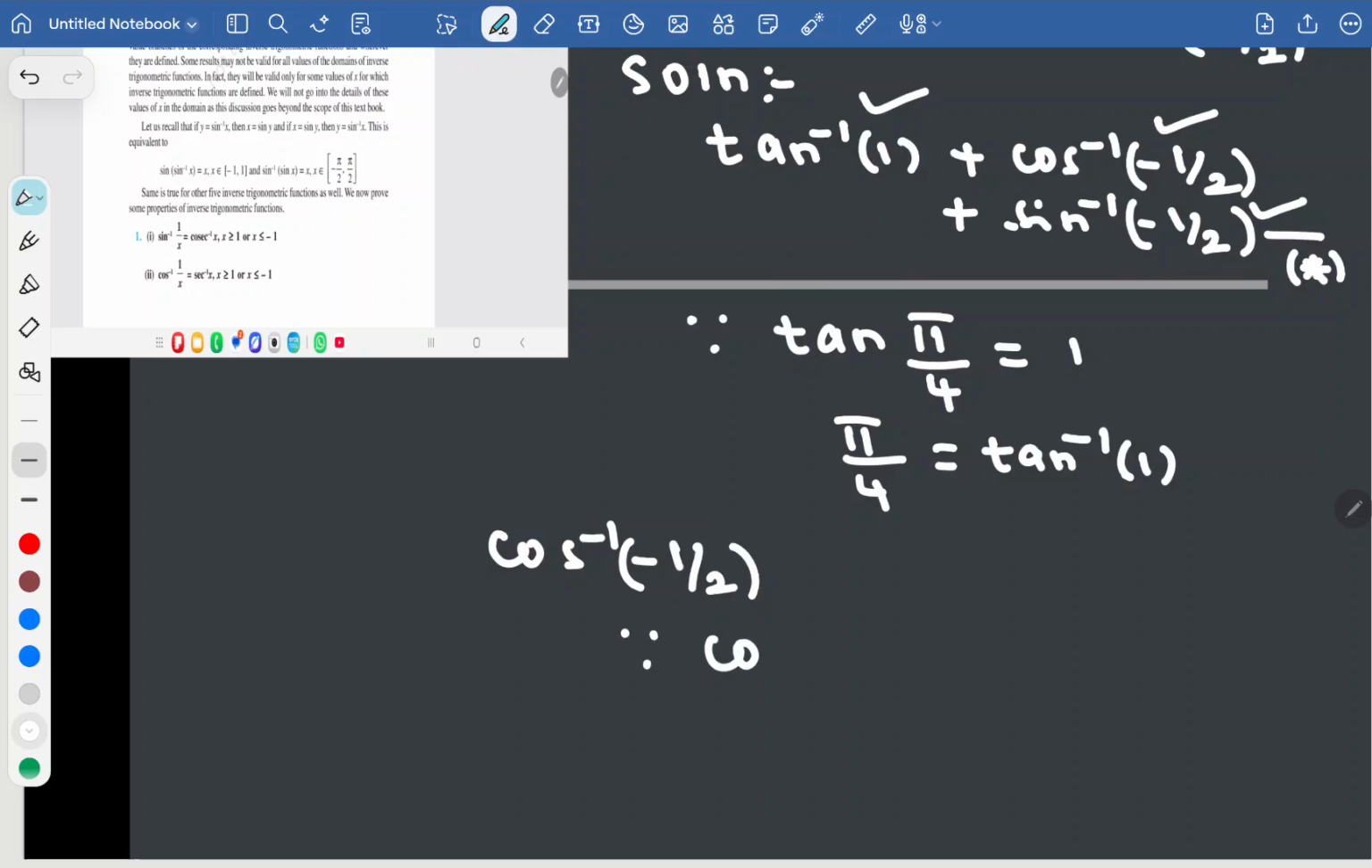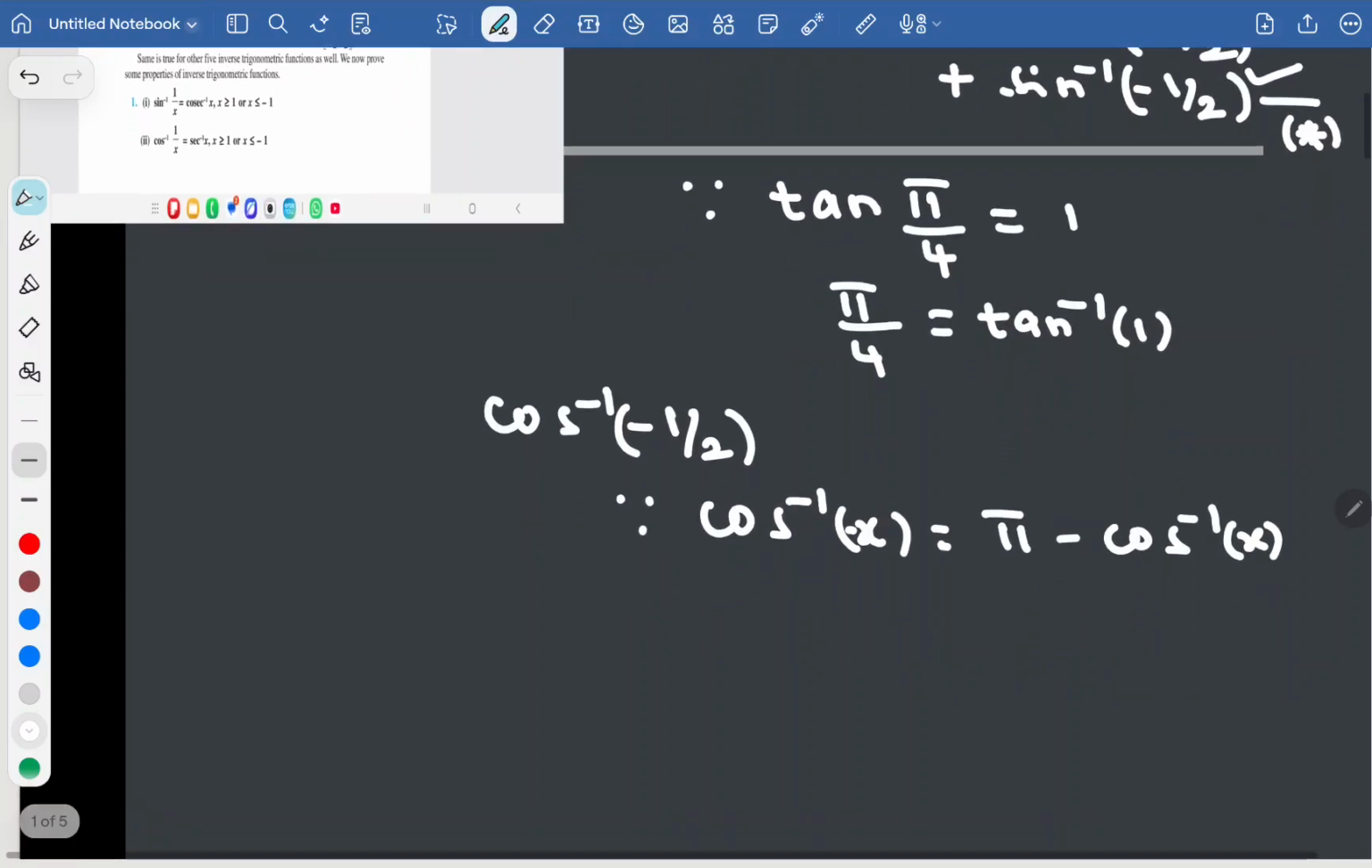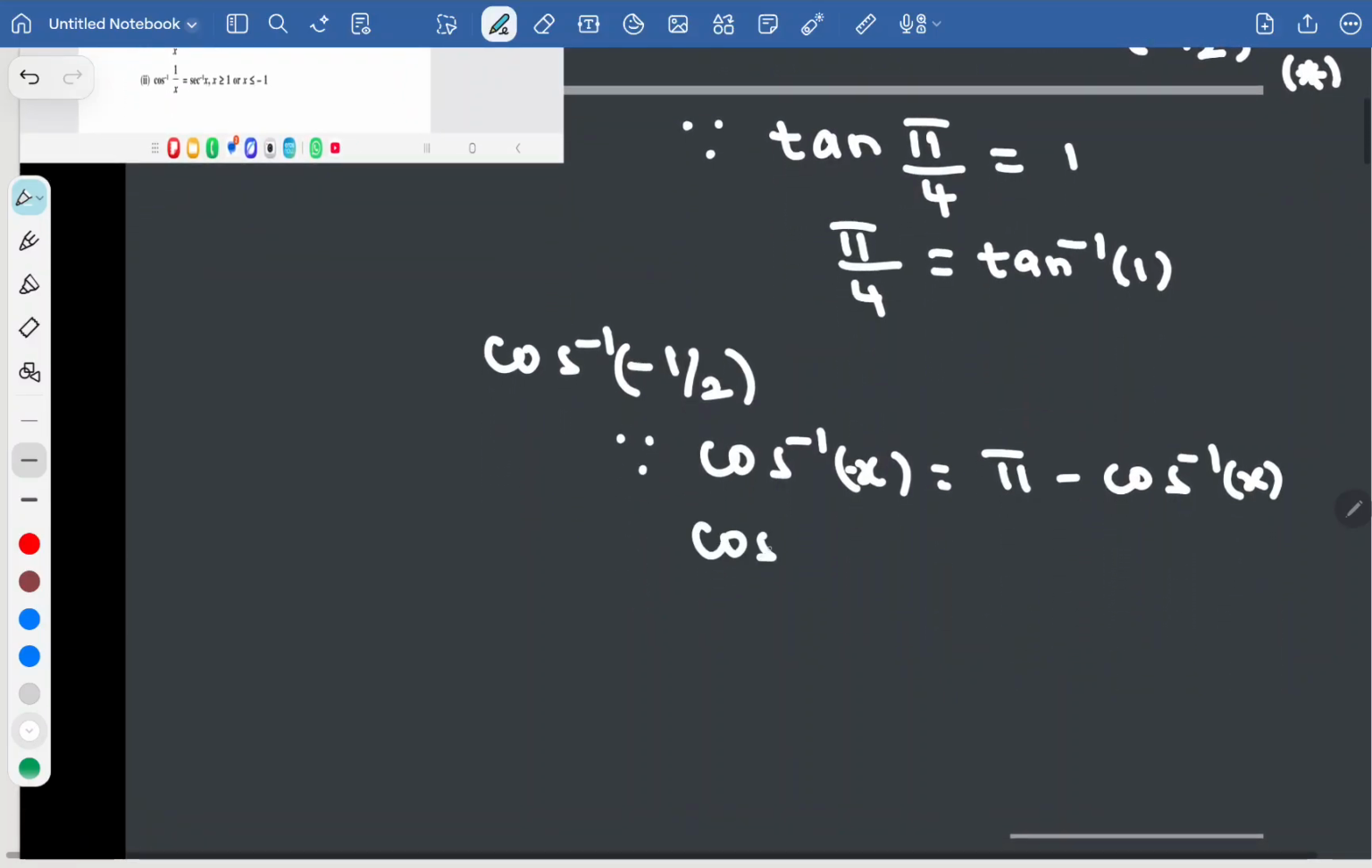Since cos inverse of minus x, because here it is minus 1 by 2, we know very well equals pi minus cos inverse of x. So cos inverse of minus 1 by 2 is equal to pi minus cos inverse of 1 by 2.